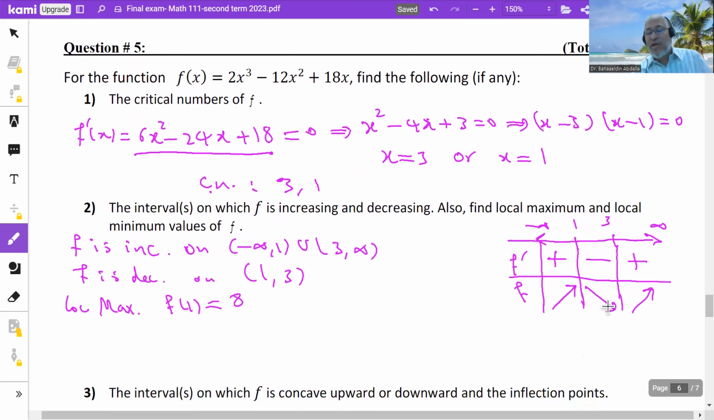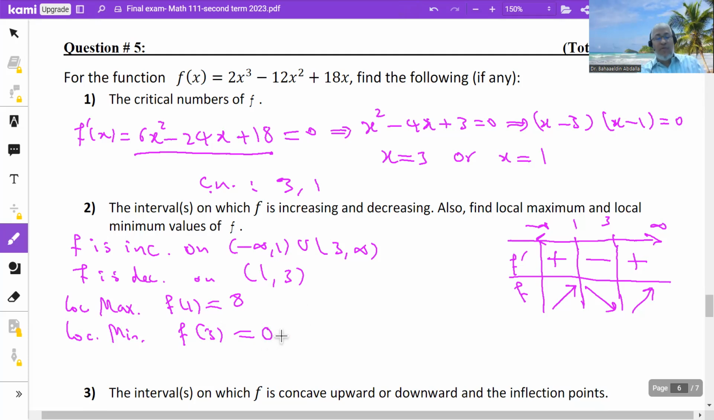Here the function is going down, decreasing, then increasing, so I have a local minimum here. So local minimum would be f of 3. And if you go to f and replace x by 3, 2 times 3 to the power 3, that's 27, minus 12 times 3 to the power 2, that's 9, plus 18 times 3, so the answer is 0.